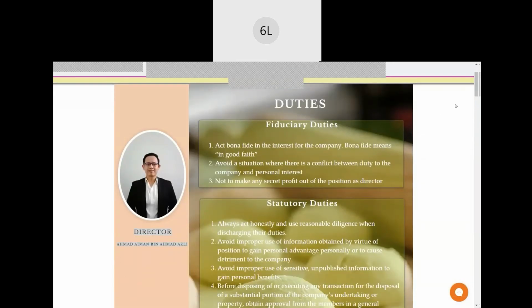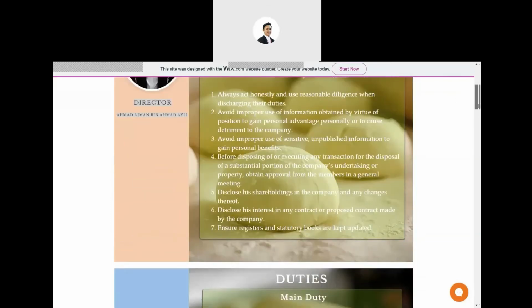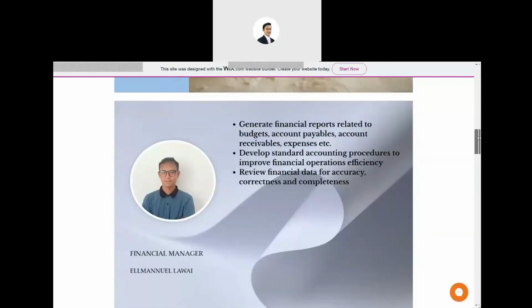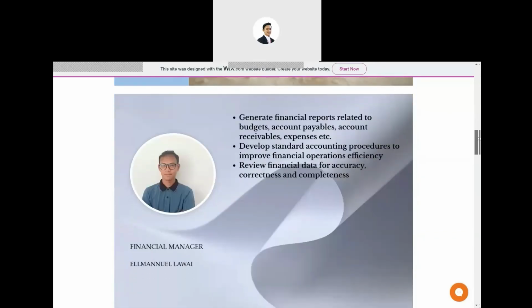This part is about the duties of the officers. For the director, there are two duties. The first one is fiduciary duties, and the second one is statutory duties. As for the secretary, the main duty is to implement the decisions of the board or the general meeting. Next are the duties for the other officers.